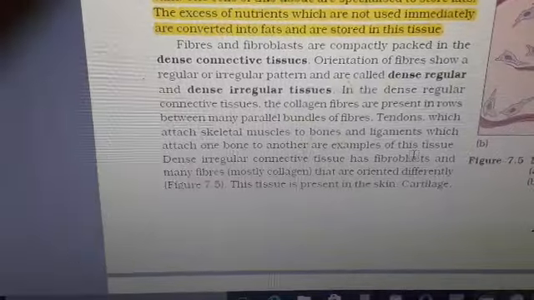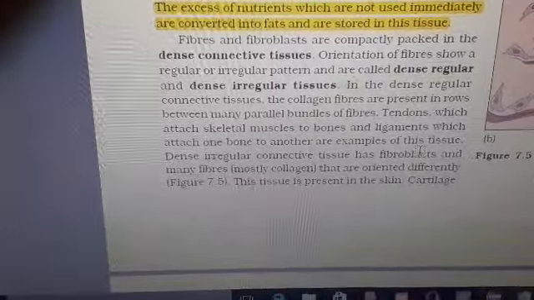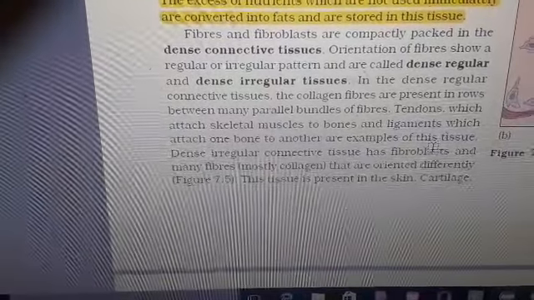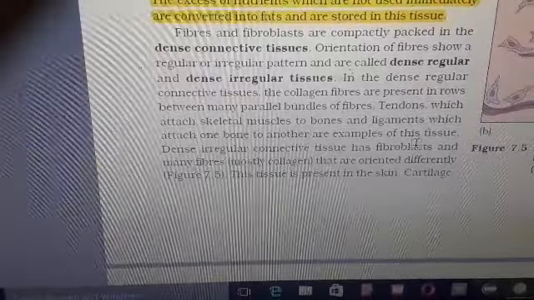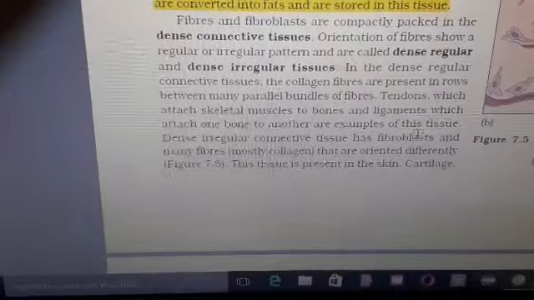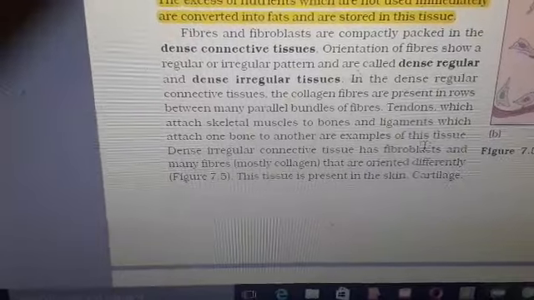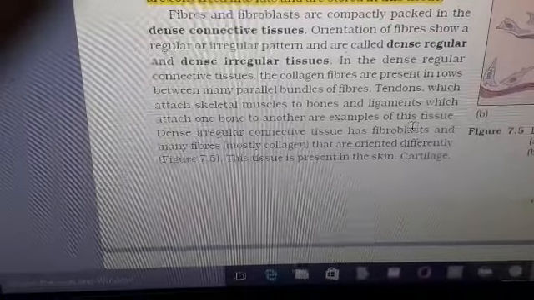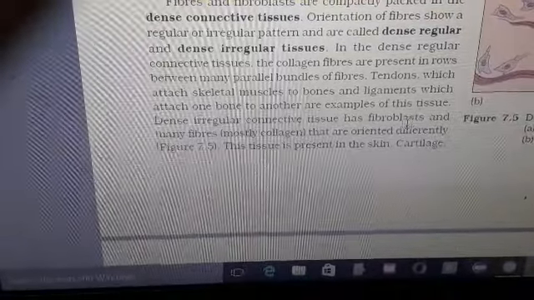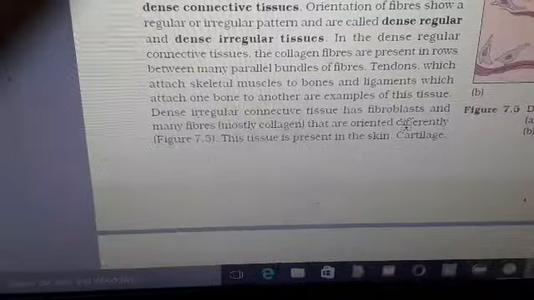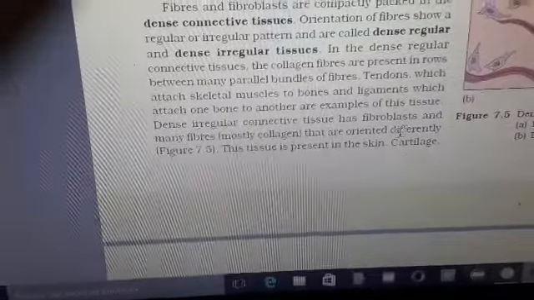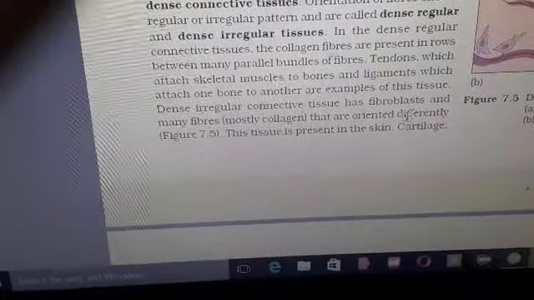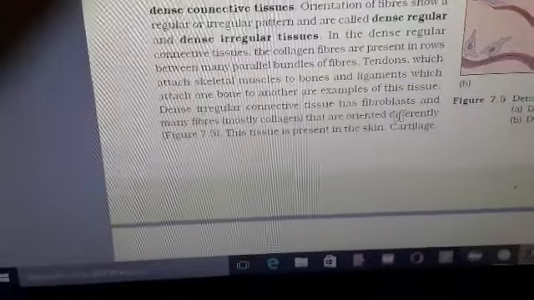Now comes the fibers and fibroblasts, which are compactly packed in the dense connective tissue. Orientation of the fibers shows a regular and irregular pattern and are called dense regular and dense irregular tissue. In the dense regular connective tissue, the collagen fibers are present in rows between many parallel bundles of fibers. Tendons, which attach skeletal muscle to the bone, and ligaments, which attach one bone to another, are examples of this tissue.